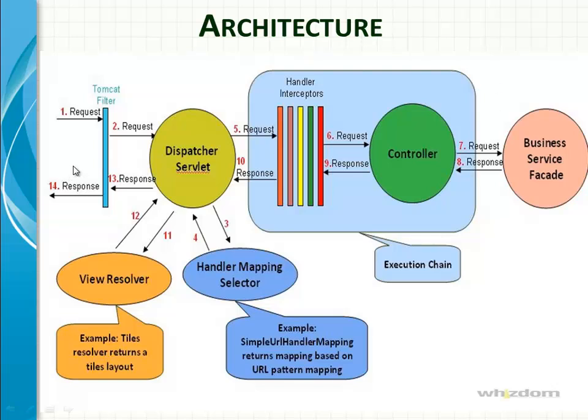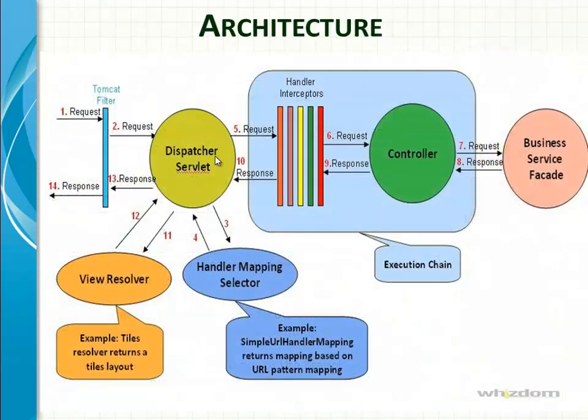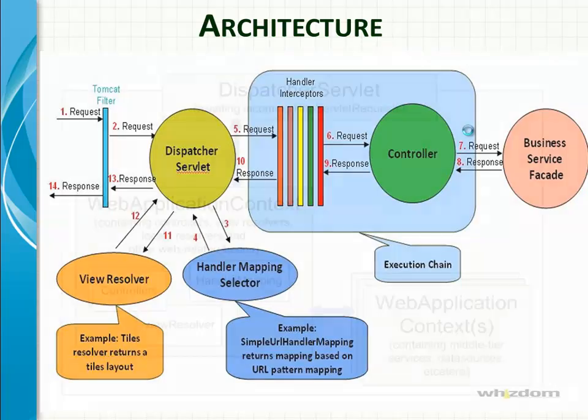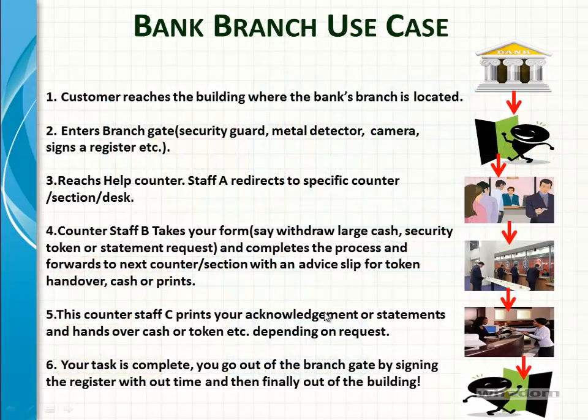So that's the front controller servlet. That is the dispatcher servlet. That's like the bank's gate, where you have the security guard or the sign-in register or perhaps a metal detector or camera. And then you go to the may I help you counter. This may I help you counter is the handler mapping selection. This decides what kind of service you need, and then you are redirected to staff B, the counter B, where your action is actually serviced. And once you are serviced, you are redirected for the response.